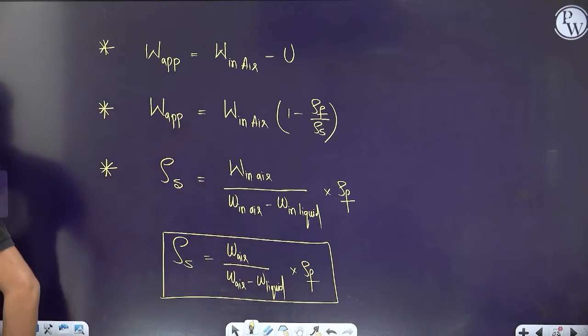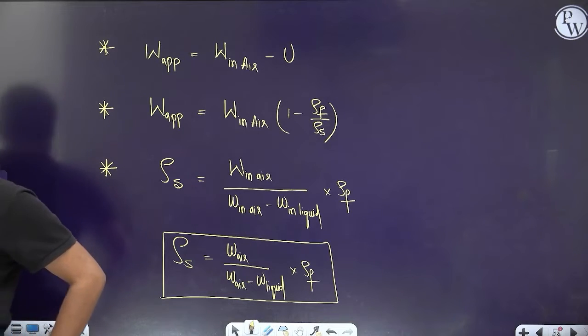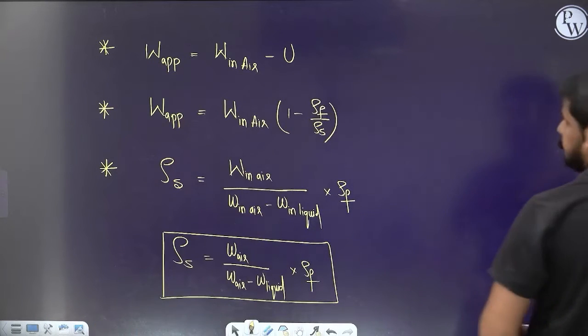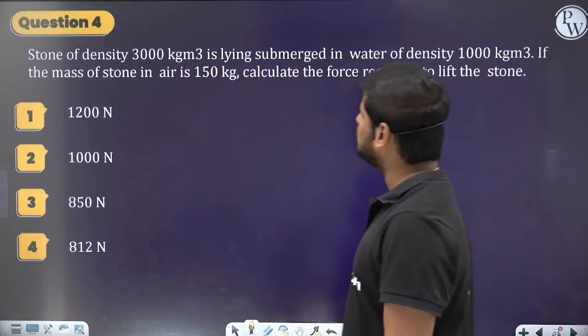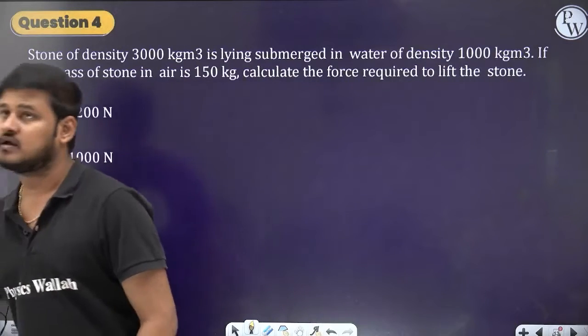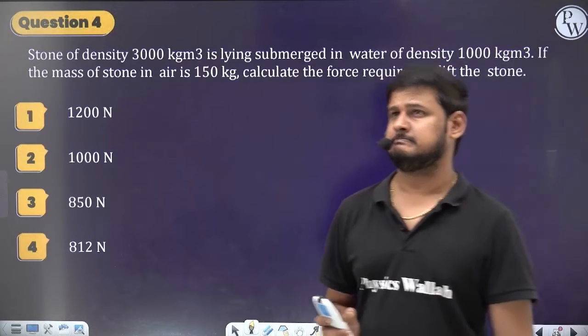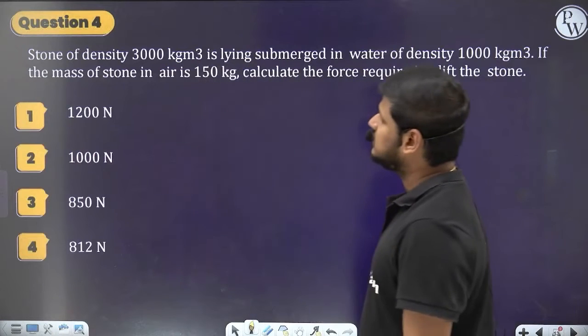So just have a look at those formulas. So now let's go for the questions. We'll solve some questions so that you'll get the complete idea of the concept. So try to solve this question on your own guys, everyone.